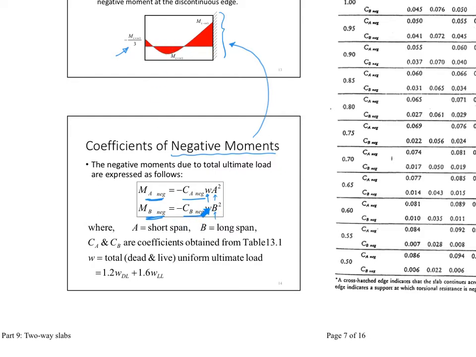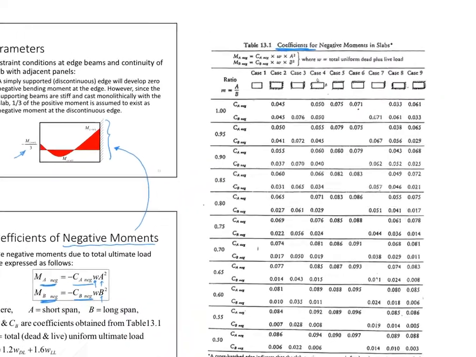What is W? W is simply your load, and in this case we're using ultimate load, being, for example, 1.2 W dead plus 1.6 W live. Let's now go to the coefficients A and B. Where do we get them from? For the negative moments, we obtain them from table 13.1. Let's take a look at table 13.1.